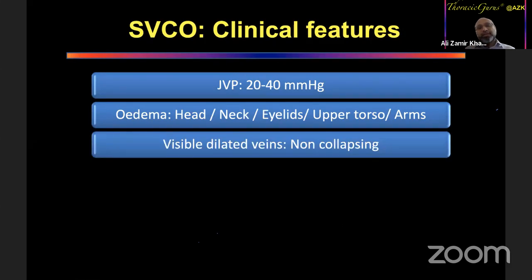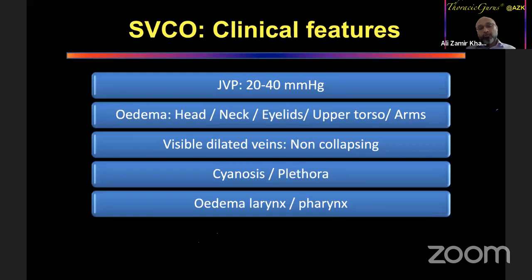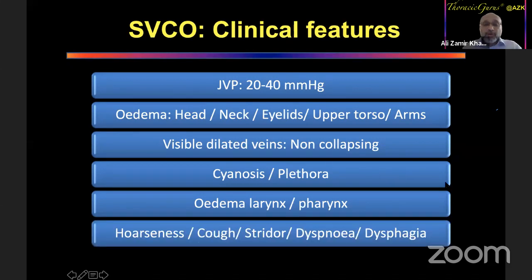There will be grossly visible dilated veins which are not collapsing, either on the chest wall, on the arms, or on the abdominal wall. There will be cyanosis, there will be plethora, particularly in the sicker patients, grade 3, 4, and 5. The worst is when you get edema of the larynx, because they become acutely unwell and come in respiratory distress. That is not a good situation. Anybody with edema of the larynx or pharynx may need urgent intubation, and may sometimes need a tracheostomy, depending on what is happening. If the recurrent laryngeal nerve gets involved, there will be hoarseness.